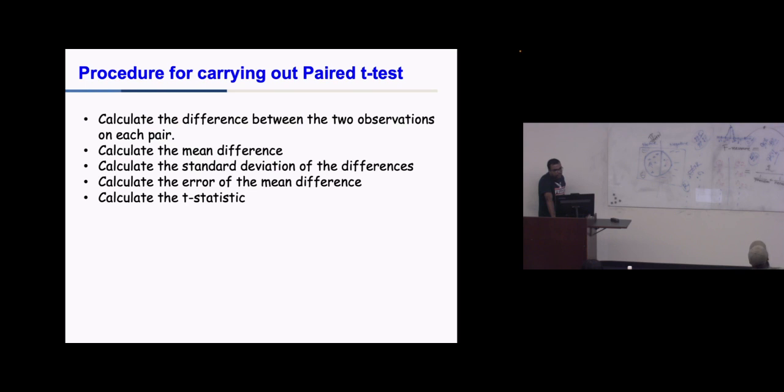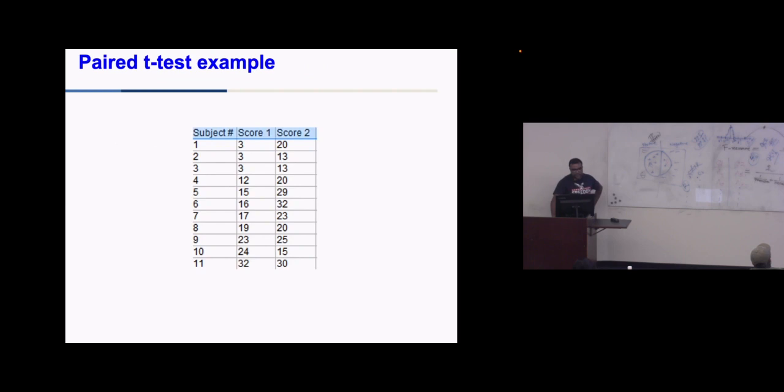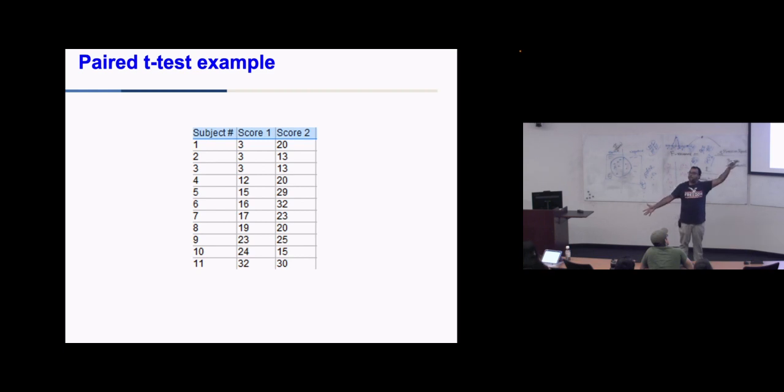So let me show you how to do this. So here is the algorithm. You first compute the difference between the two observations. Then you compute the mean difference. Then you compute the standard deviation. And then you compute the t-statistic. So something like this. Let's say you have 11 different training-testing partitions, okay?